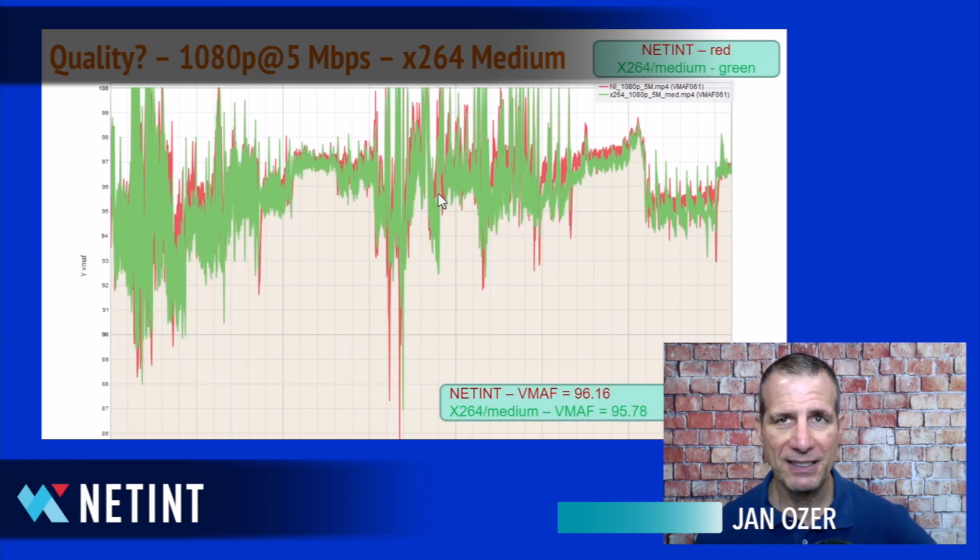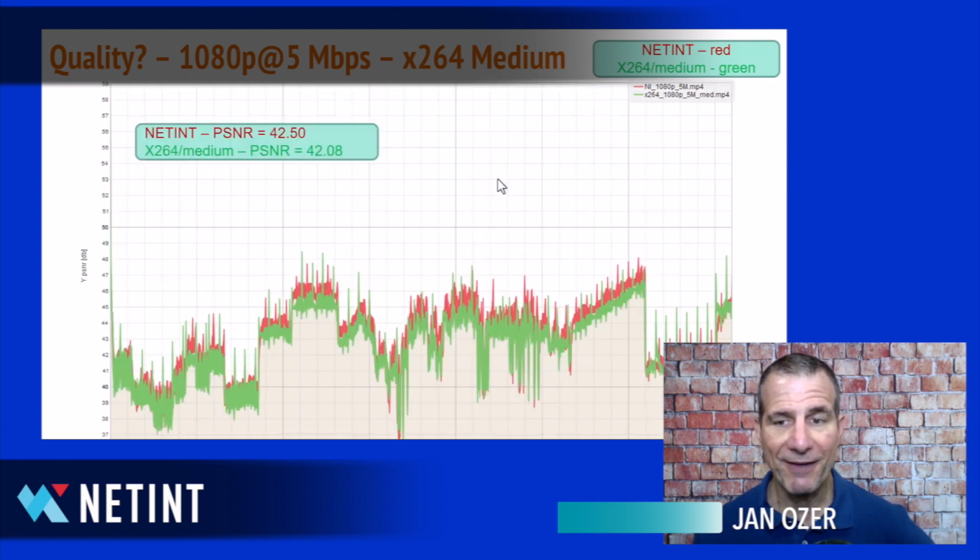Now, we didn't measure the numbers relating to medium because on this AMD computer, you might be able to get 1 encoding ladder, and the numbers obviously would be dreadful. Few people use x264 medium for their live streams, but it is a valuable benchmark. And in this case, the NETINT clip actually exceeded medium quality, 96.16 again, to 95.78. And again, we saw the same thing with PSNR, with NETINT at 42.50 and x264 medium at 42.08.